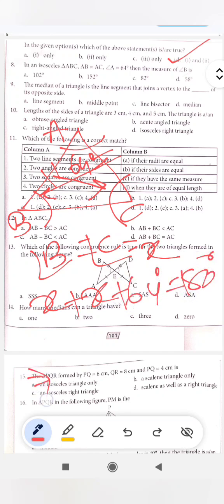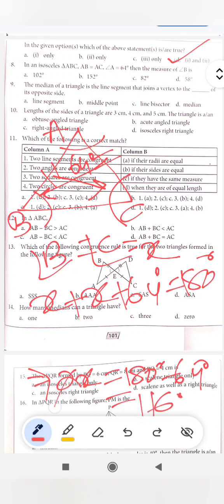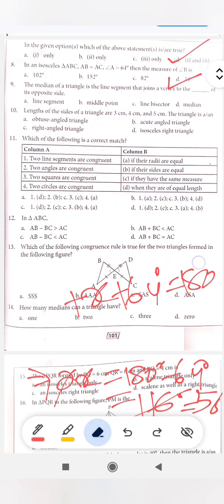So x plus x is equal to 2x, which is equal to 180 degrees minus 64 degrees. 10 minus 4 is equal to 6, 17 minus 6 is equal to 11, so 116 degrees. If you cancel out the 2, you will get 58 degrees each. So angle B or angle C, your answer will be option D, that is 58 degrees. Now come to question number 9.